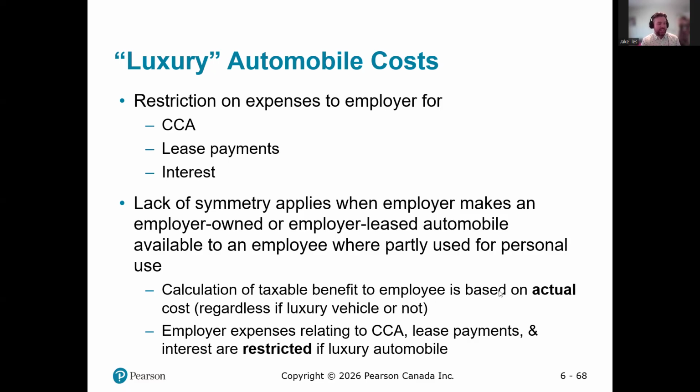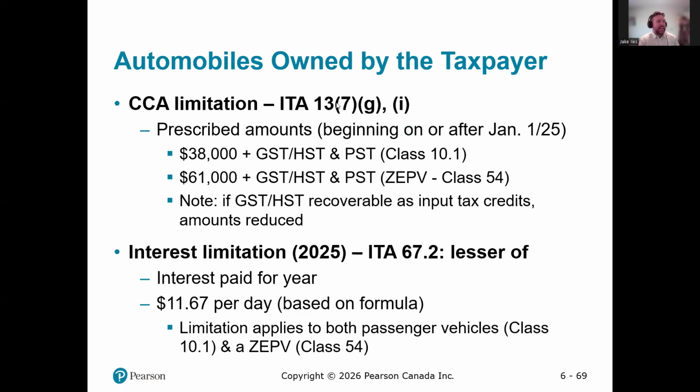Calculation of taxable benefit is based on the actual cost of the vehicle. Employer expenses are restricted if luxurious, or restricted from the luxury portion. If it's owned by the taxpayer, this is very straightforward. We already discussed the CCA limitation. They can only capitalize the prescribed amount. Regular class 10.1, it's 38,000. If it's an electric or hybrid vehicle, you can go up to 61,000, recognizing that those types of vehicles are more expensive and there's more incentive to try and use green energy. Keeping the simple rate of 10.1 for $38,000.